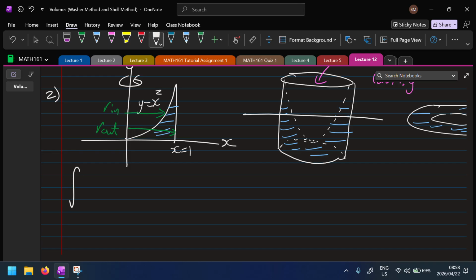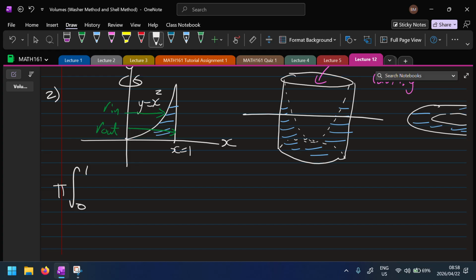So we have the integral from somewhere to somewhere. We've rotated this around the y-axis. So we're looking for the bottom of the shape and the top of the shape, because it's vertical. The bottom of the shape, what y value is that? 0, because we're looking for the y value. And the top of the shape? 1, because if x is 1, the top of the shape there will be y is 1.